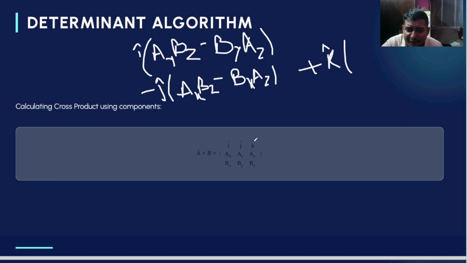When we are taking k cap, we eliminate this whole row and this whole column. The same procedure which we follow in i cap and j cap. When we are taking i cap, we eliminate the whole row and whole column in which i cap is present, and we cross multiply the remaining here and here. Same in j cap, we eliminate the whole row and whole column and cross multiply the remaining. And in k cap, we eliminate the whole row and whole column and cross multiply the remaining.